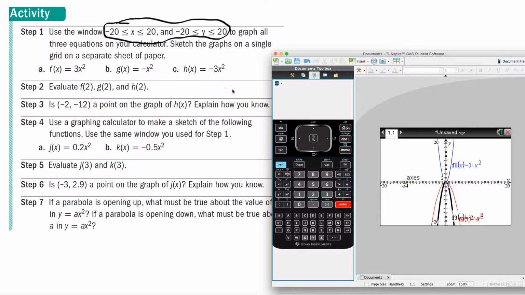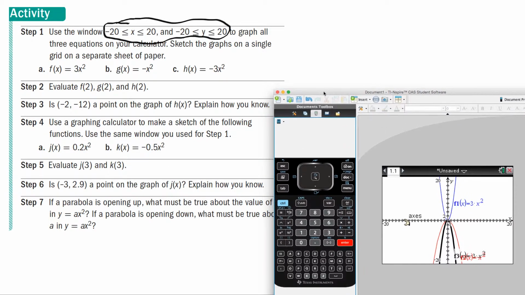Okay, now we're on to use a graphing calculator to make a sketch of the following functions. Use the same window you used for step 1. Okay, so we can take a look here at these functions, and my question for you before we even graph it is, what do you think is going to happen when we put these functions into the calculator?